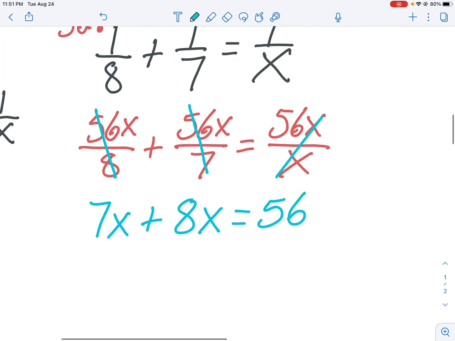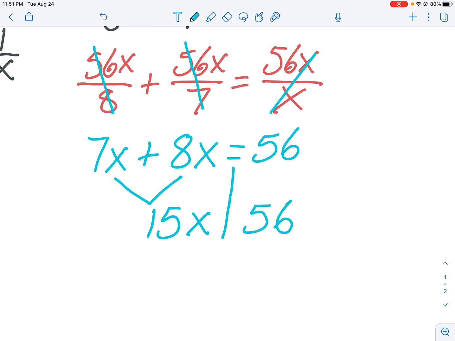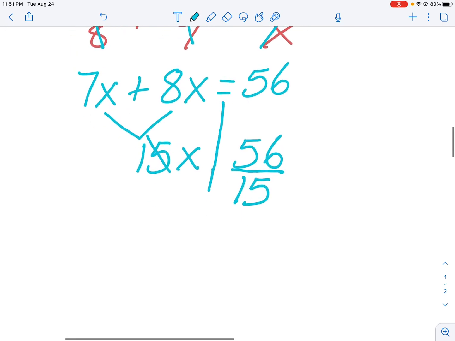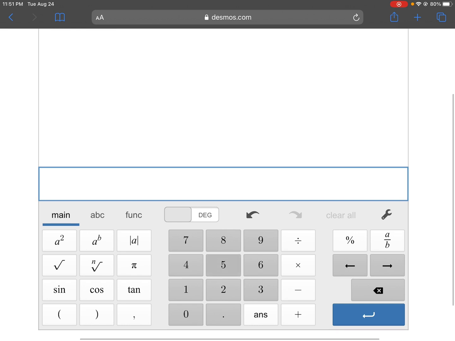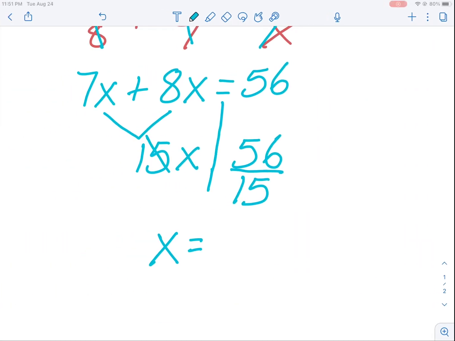Look at that. So now, check this out. Look what just happened. 7x plus 8x is 15x. And I have 56 here on this side. So the opposite of multiplying by 15 is dividing by 15. So I get x is equal to, well, let's see. Let's use our calculator. 56 divided by 15 gives us 3.733.